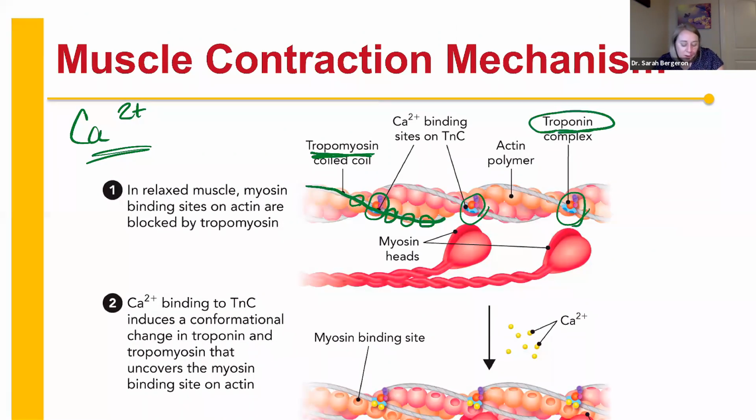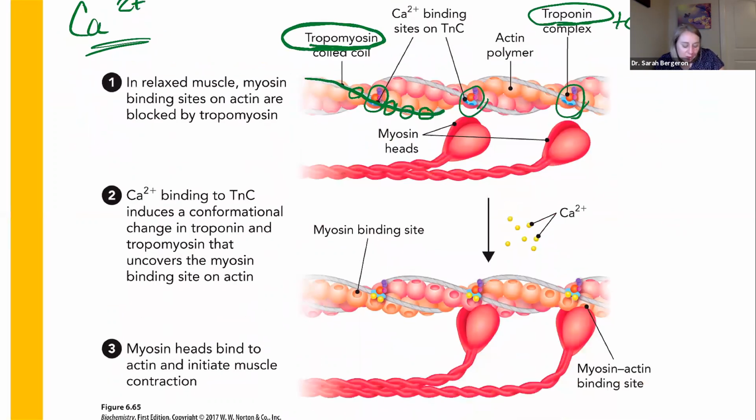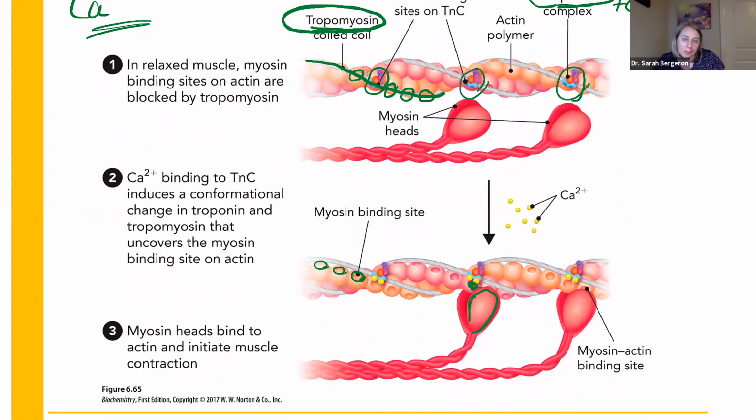So when our troponin binds to the calcium, it's going to undergo a conformational change, which is going to induce a conformational change in our tropomyosin. So now look at these binding sites. This is a myosin binding site that's exposed. Now this head group of myosin can bind onto one of these sites and undergo the ratcheting movement. So that's what's going to initiate our muscle contraction. So it's all dependent upon conformational changes in these proteins.